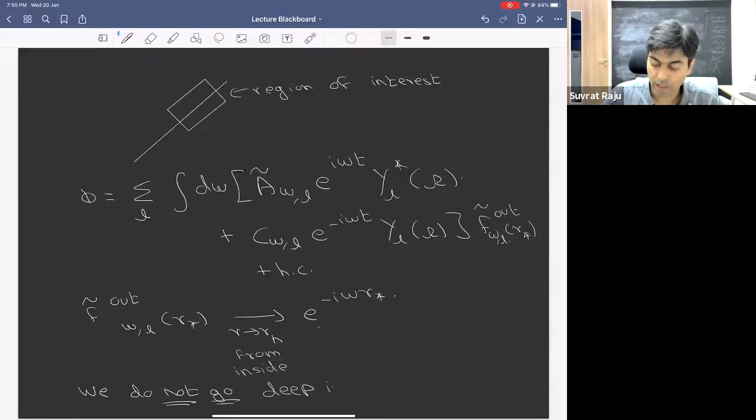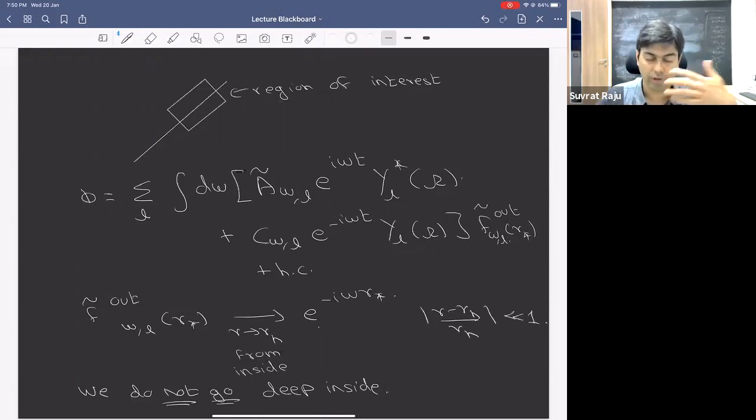We do not go deep inside. So we are always in the regime where (r − r_H)/r_H is smaller than 1. So we don't go close to the horizon. And if you go very close to the singularity, this expansion would break down because curvature terms would become large, but we are never going to be there. We're always going to be just behind the horizon.